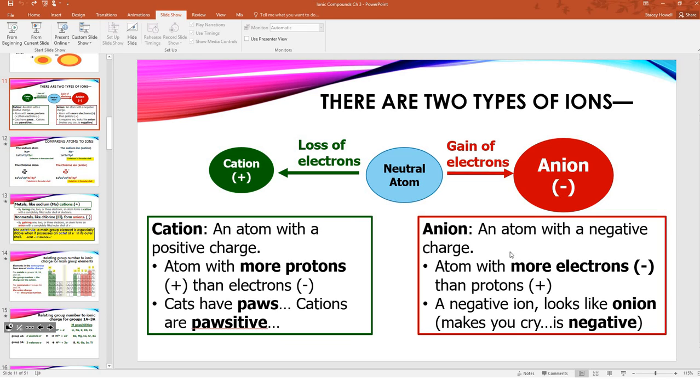Okay, so define those how you will. As we look at cations and anions, we want to actually look at the electron configuration that makes them up. Are we okay to move forward?